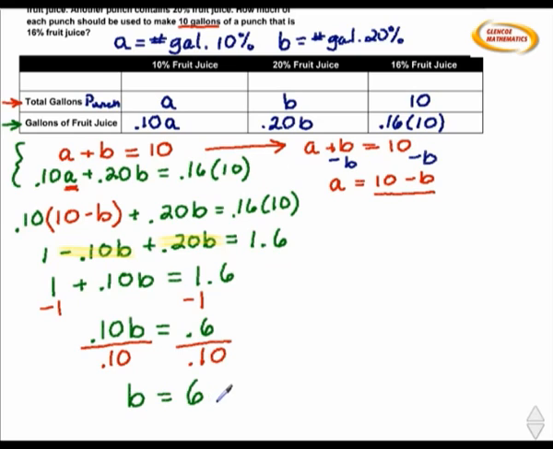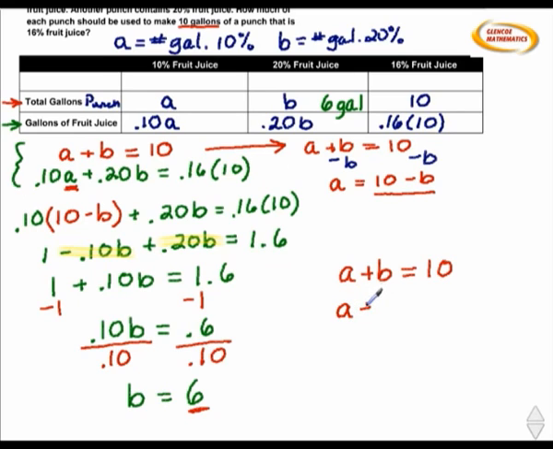So what we've found, B is 6. We go back to our table and we see that B represented our 20% fruit juice. So we so far know that we have 6 gallons of the punch containing 20% fruit juice. We now need to find A. And we're going to go back to our first equation, A plus B is equal to 10. And we're going to substitute in the 6 that we just found for B.